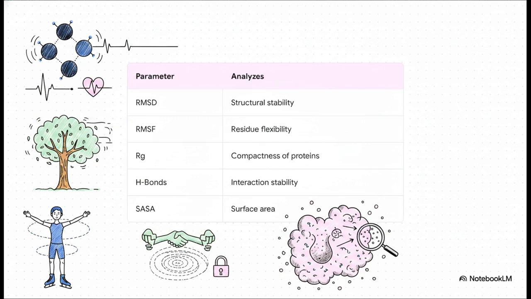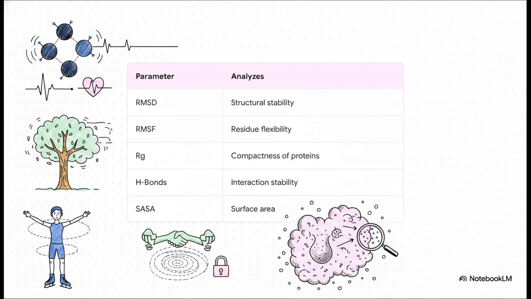Then we have the radius of gyration, or RG. This determines the compactness of proteins. Imagine an ice dancer pulling their arms in to spin faster. That creates a tighter radius of gyration. It basically tells us if a protein is folding up tightly or unraveling. We also analyze hydrogen bonds to study interaction stability. Think of these as hands holding tightly between different parts of a molecule, keeping it locked into a functional shape.